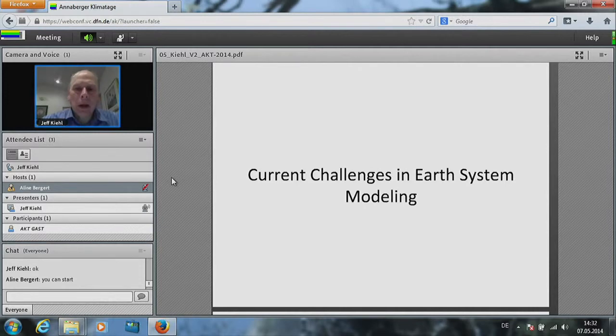So what are the current challenges in Earth system modeling? Given this situation of rapidly rising greenhouse gases and a need to understand how Earth's system will respond to those rapidly rising levels of carbon dioxide, the most comprehensive tool that we have to date to answer questions about climate change are Earth system models.